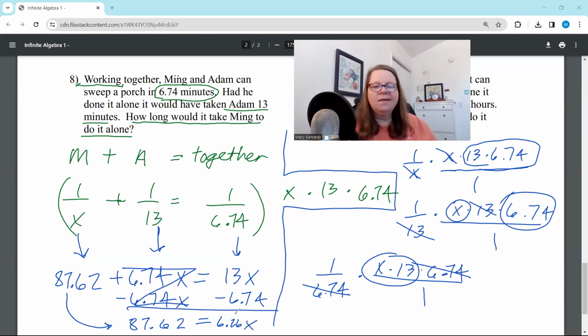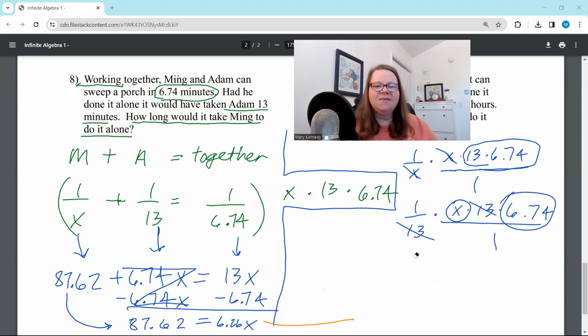6.26X. I've totally run out of room. I've written way too big. So let's change color just so that we're clear on what's happening here. I hate to erase the work that we've done, but I'm going to do that anyway. Okay, let's see what we have.